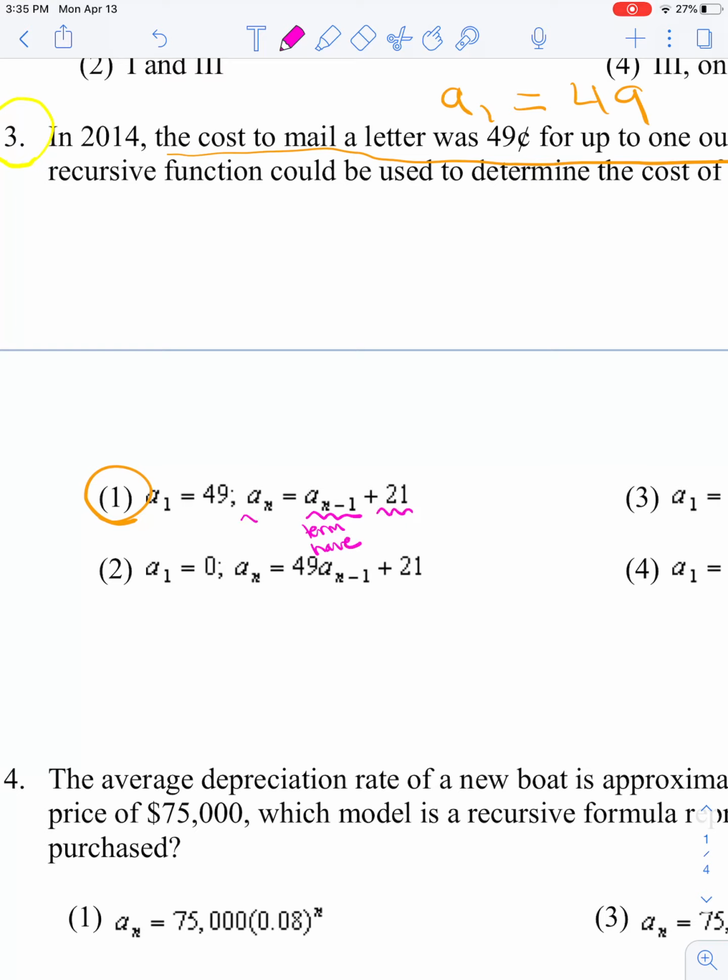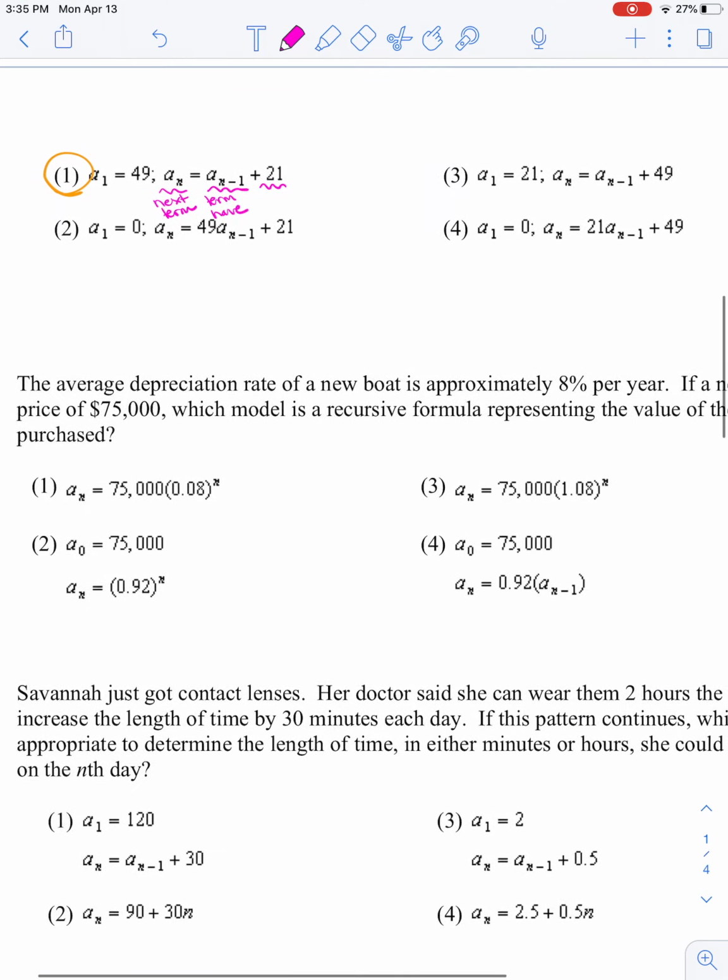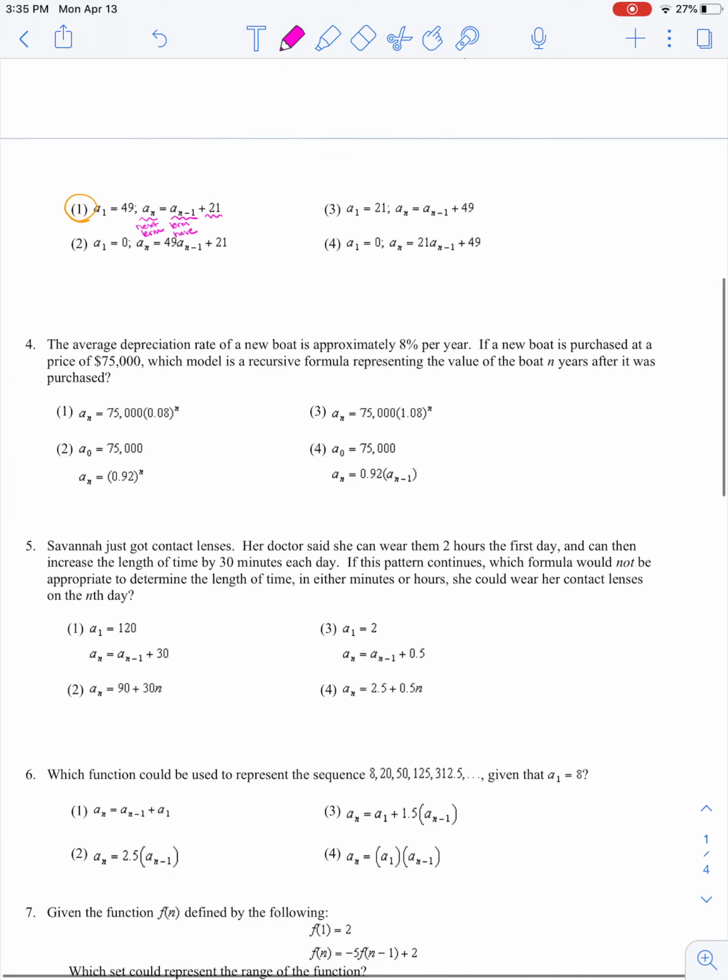Then you add 21 cents, and that would result in the next term. Okay. We're also going to talk about number 4 together. So if you look at question number 4, the thing with this one is they're asking for a recursive formula. So right away, you should be able to eliminate choice 1 and choice 3 because they're not recursive formulas. They're not stating a term in the sequence.